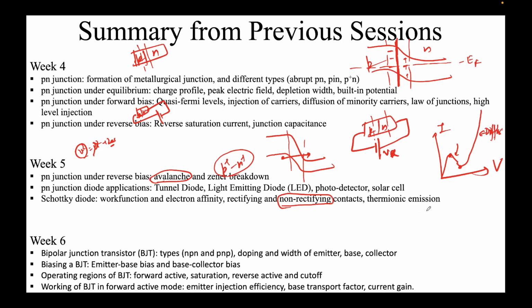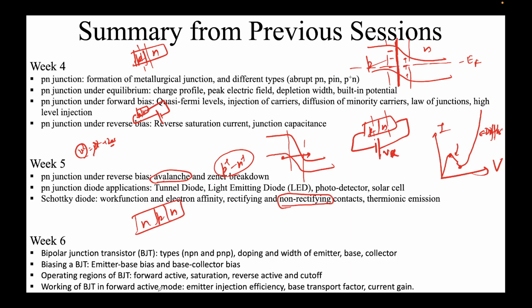Then for the next device, we increased the level even further, and we had 3 terminal devices, the BJTs: emitter, base, and collector, in 2 flavors, NPN and PNP. And we saw why the doping of the emitter has to be the highest, and the doping of the base has to be the lowest, as well as why the base has to be thin, in order to avoid recombination effects. And we saw that when we bias a BJT, that is the emitter base bias and the base collector bias, we can have 4 different regimes.